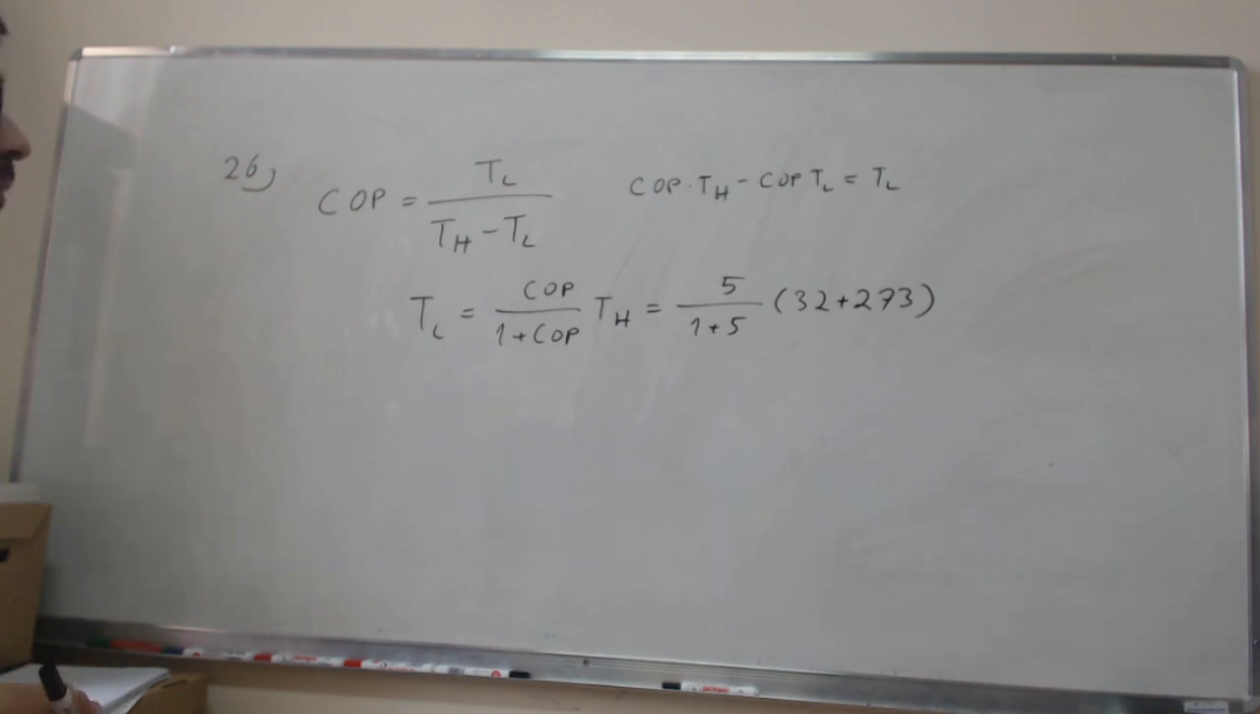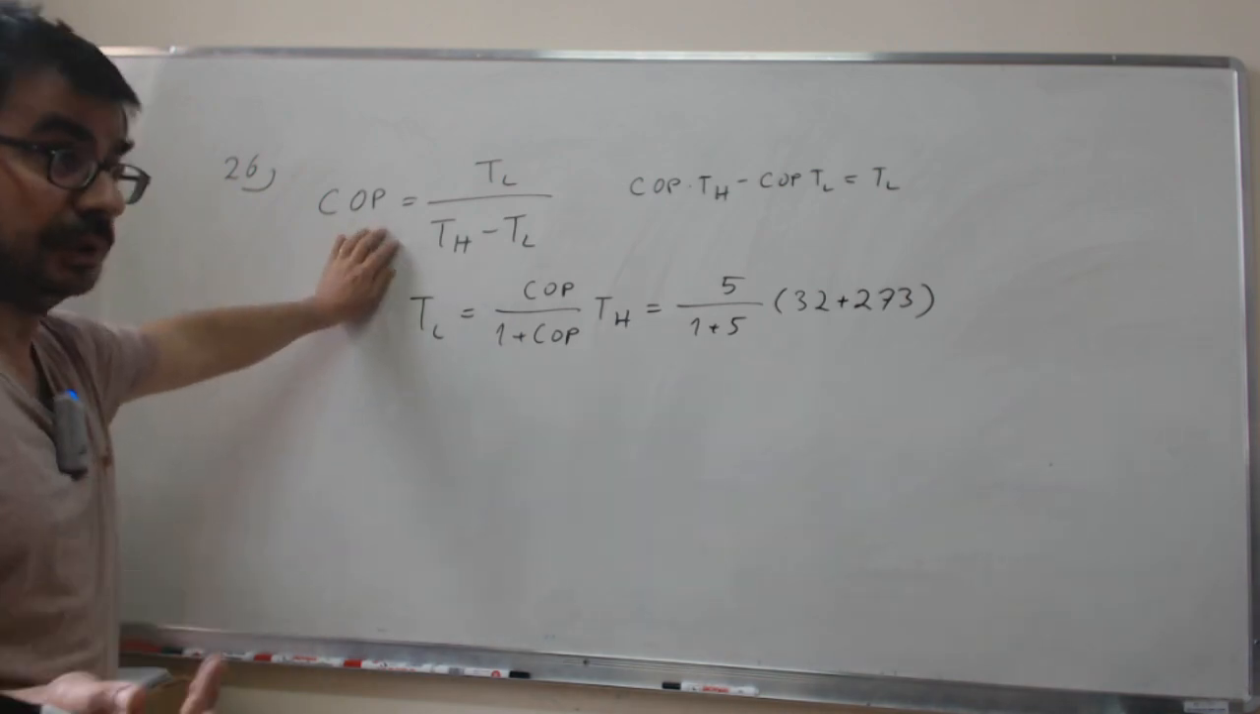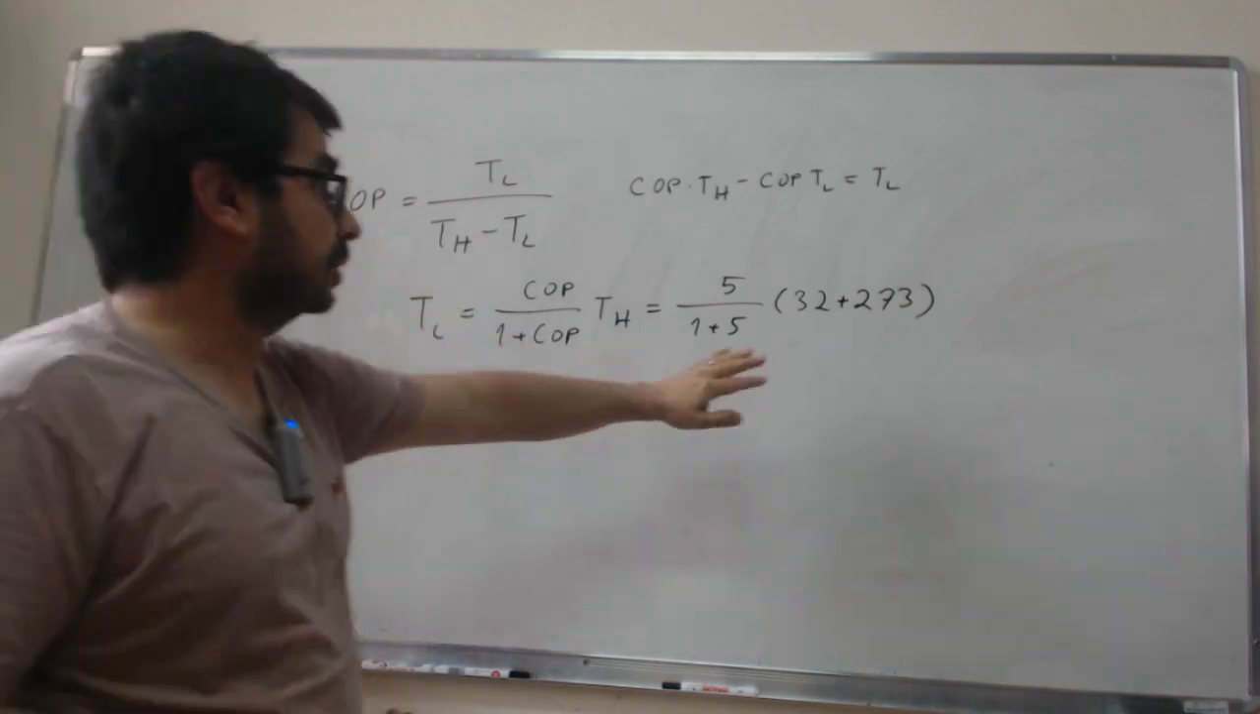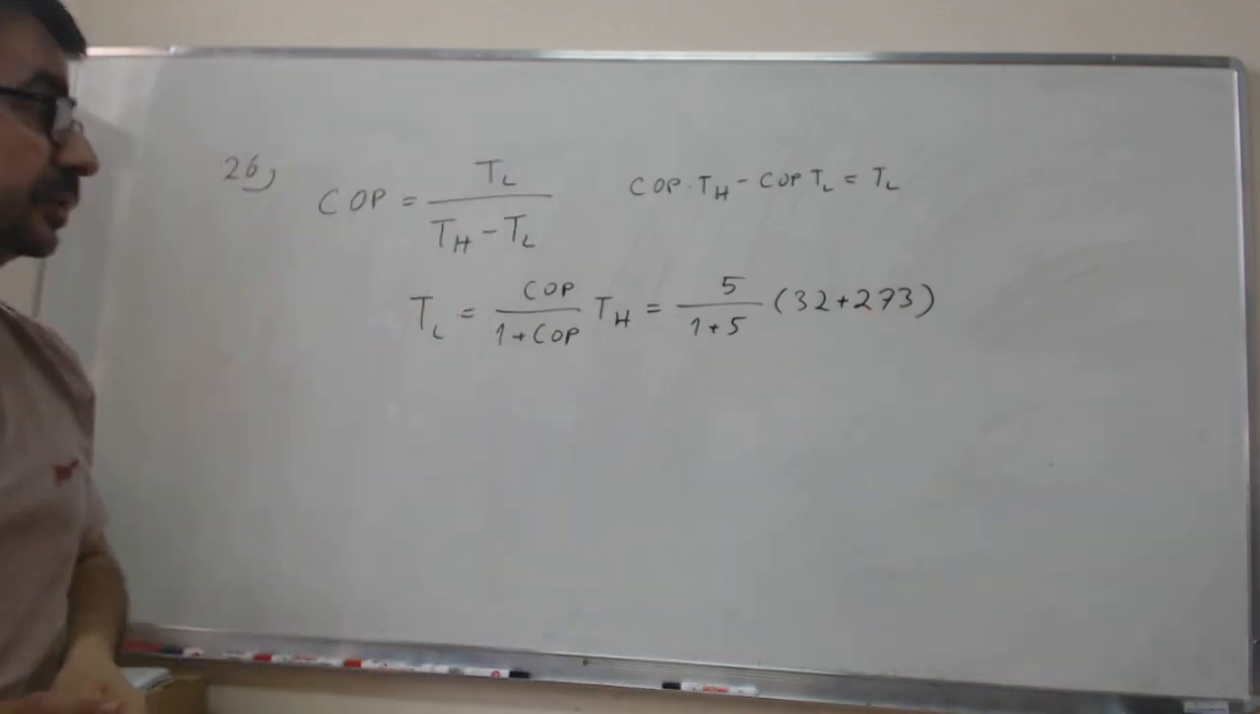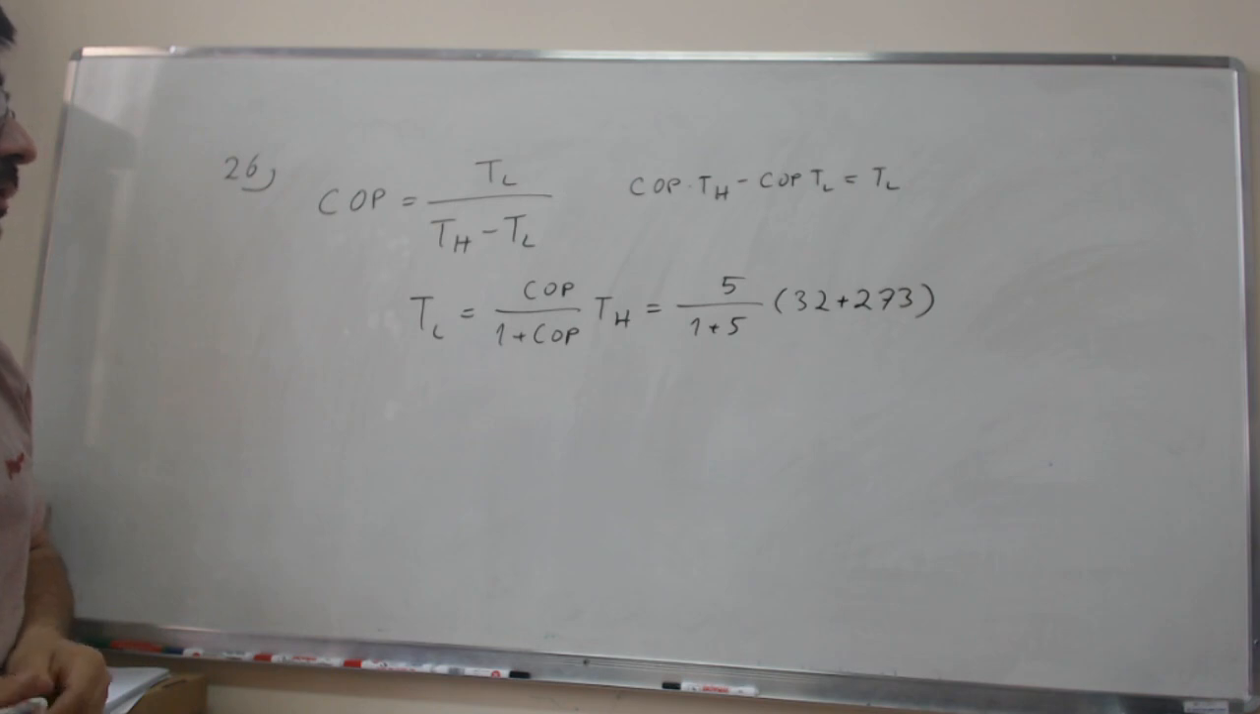So first you need to know the definition, which you can look up, and then you need to be careful to add this and then subtract this 273 degree business, the conversion between Kelvin and Celsius.